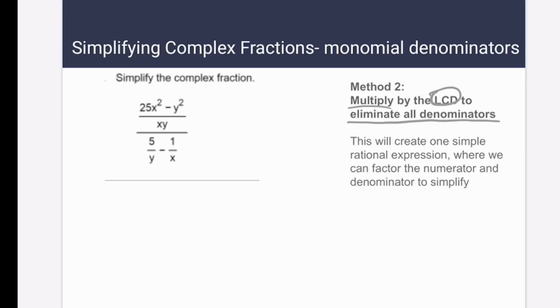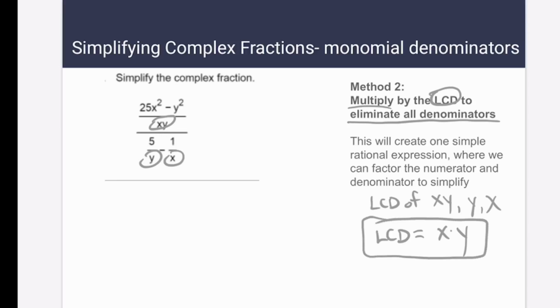So our denominators are xy, y, and x. We actually just did the LCD in the first example. The LCD is just going to be x times y if we split it up. We can get an x times y in every single denominator if we needed to through multiplication. So now that we have this x times y, everything is going to multiply.